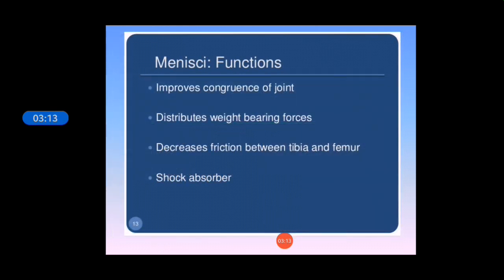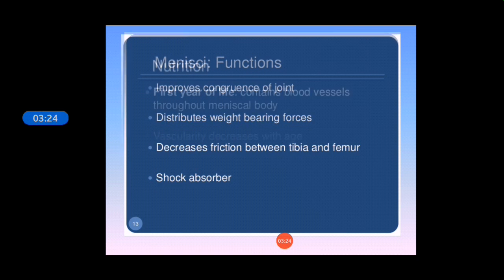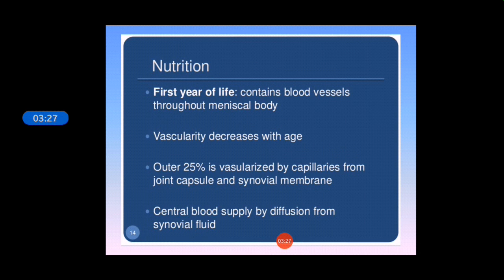The functions of the meniscus are mainly to improve congruency of the joint, distribute weight-bearing forces equally, decrease friction between tibia and femur, and act as a basic shock absorber of the knee joint. When we talk about meniscal nutrition and innervation, the location of the meniscal lesion and the age of the patient influence it most. The first year of life contains blood vessels throughout the meniscal body, but the vascularity decreases with age. Once weight bearing is initiated, vascularity begins to diminish until only the outer 25 to 33% is vascularized by capillaries from the joint capsule and the synovial membrane.